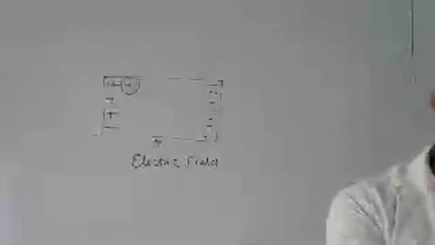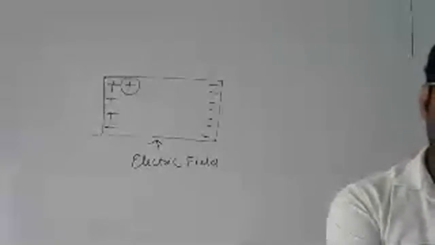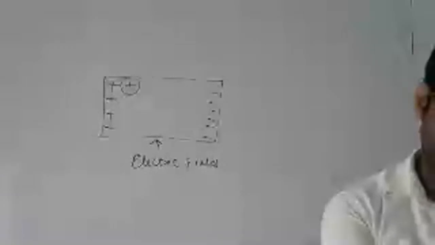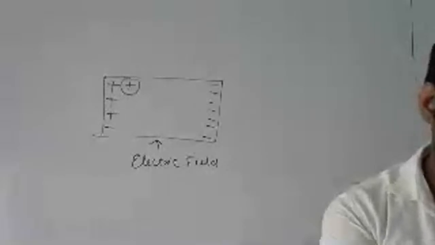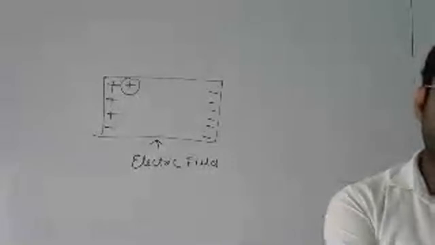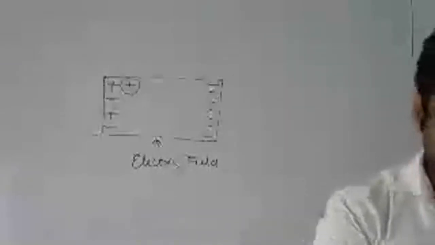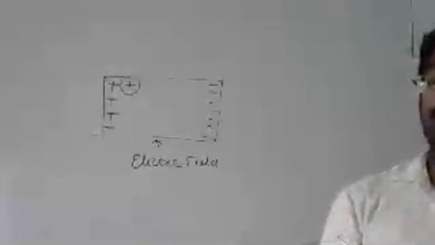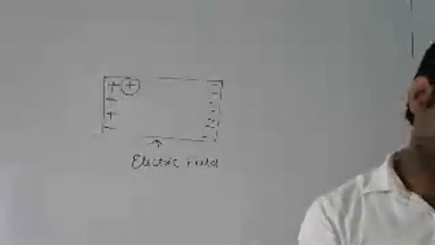Then a football rolls on the ground. Which force? Football rolls on the ground. Which force? Frictional force. A nail clings to the magnet. Which force? Nail clinging to the magnet.